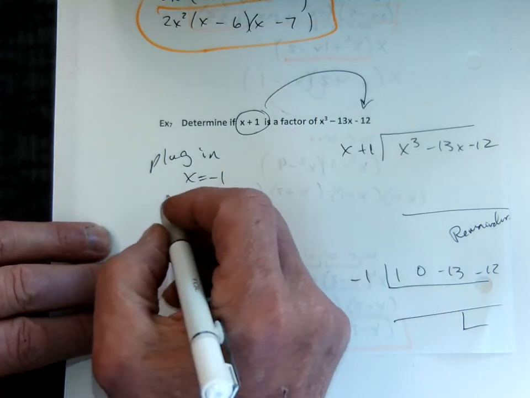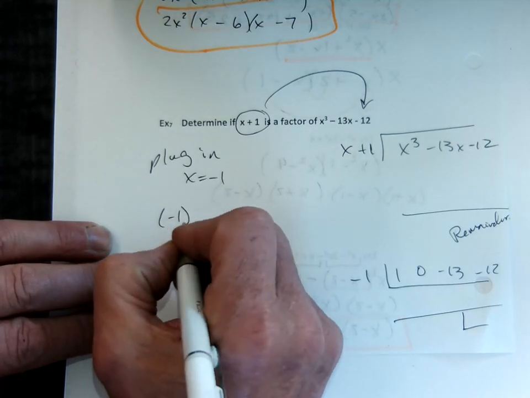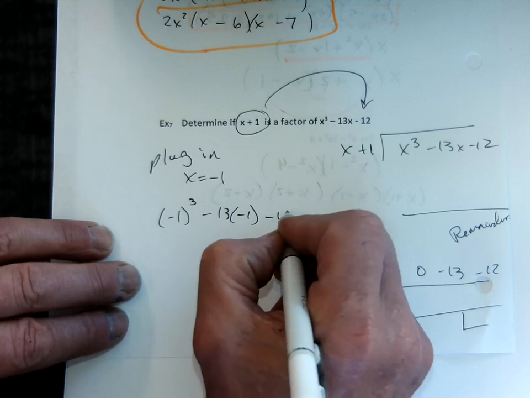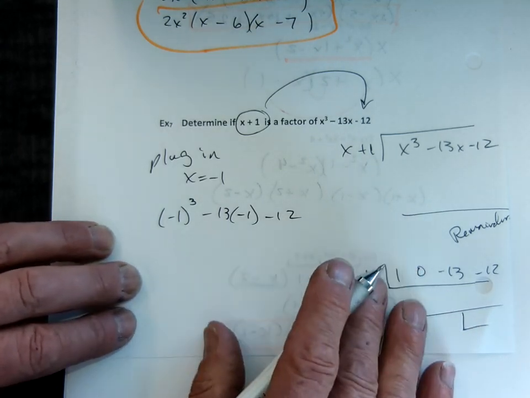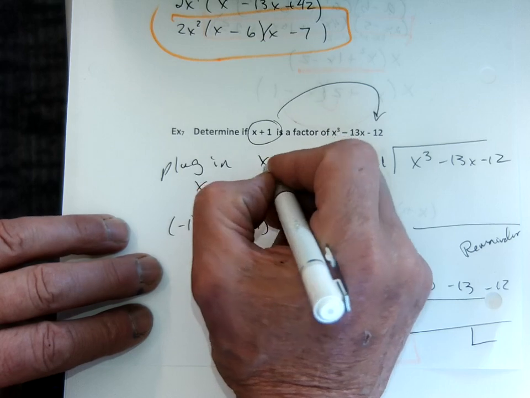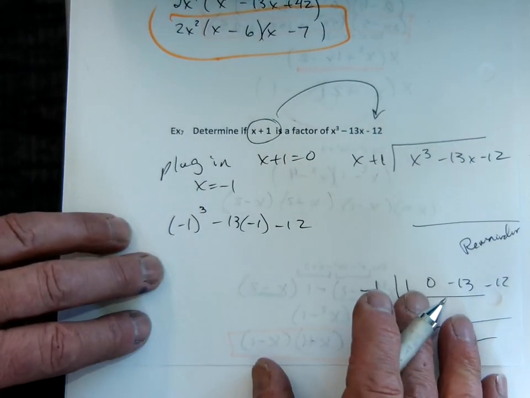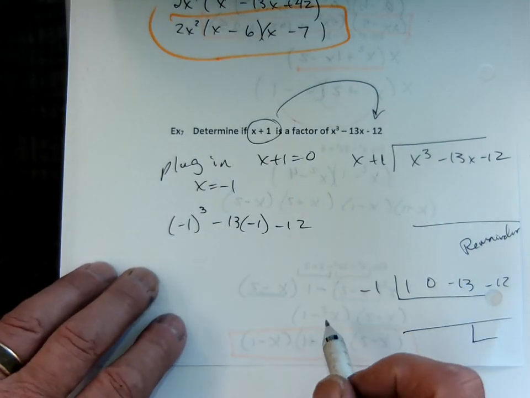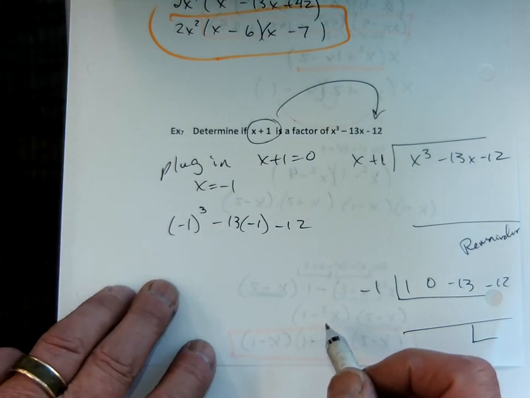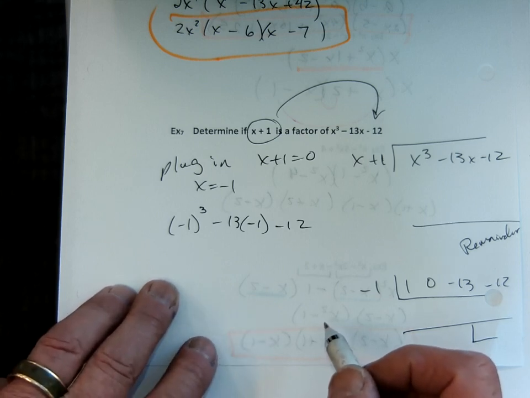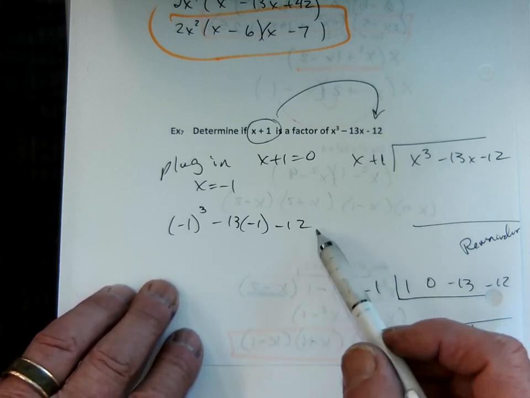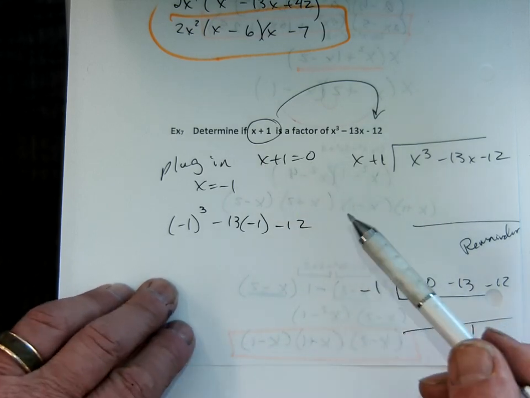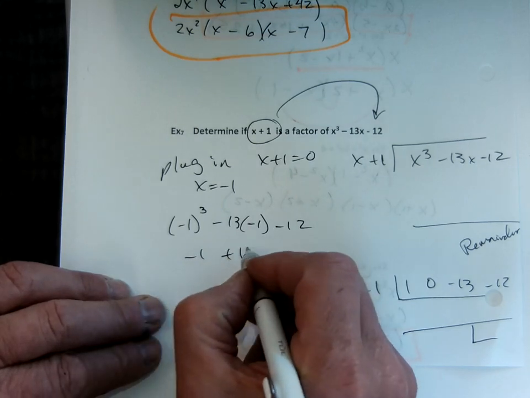So if I plug it in, I'll go -1 cubed, minus 13 times -1. How did you get the x's in -1? Great question. Michael said that earlier, but it's a great question. So if x plus 1 equals 0, you subtract 1, you get x equals -1, right? For any equation, if it was like x plus 7, it would equal 0 as well. Yes. Okay, now I get -1 plus 13 minus 12.